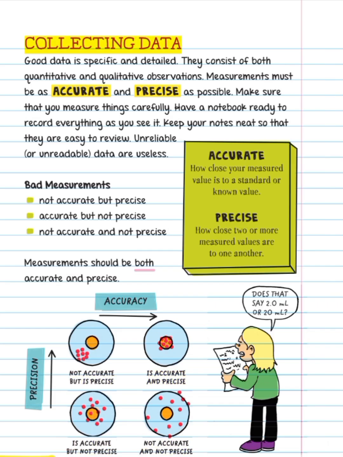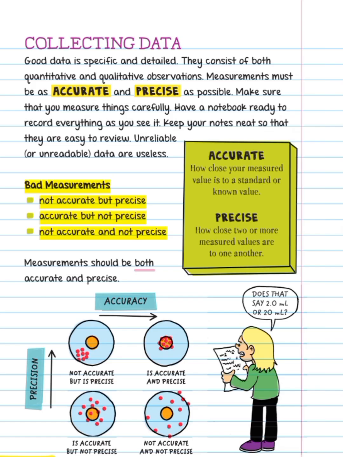Collecting data. Good data is specific and detailed. They consist of both quantitative and qualitative observations. Measurements must be as accurate and precise as possible. Make sure that you measure things carefully. Have a notebook ready to record everything as you see it. Keep your notes neat so that they are easy to review. Unreliable or unreadable data are useless.